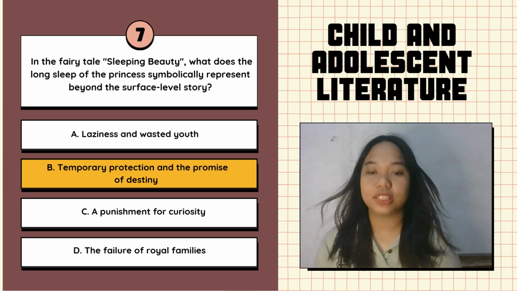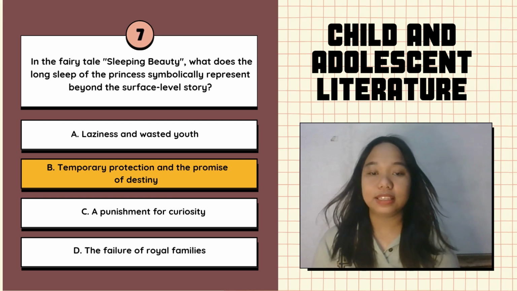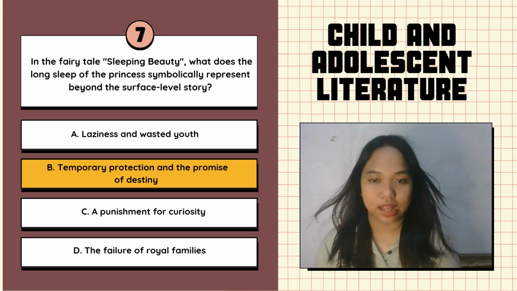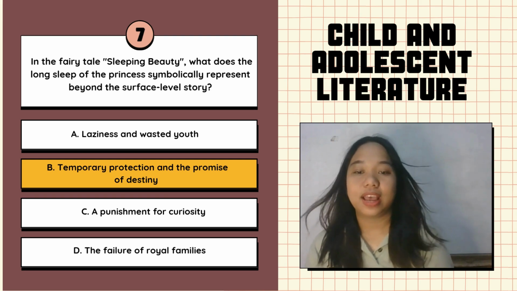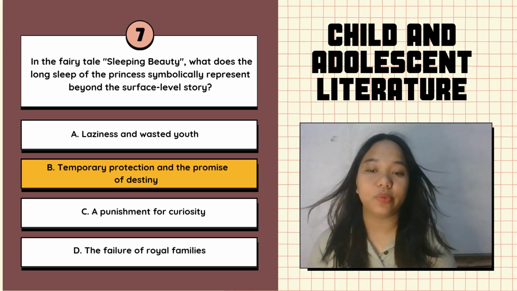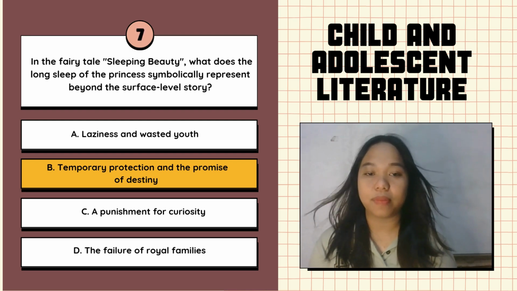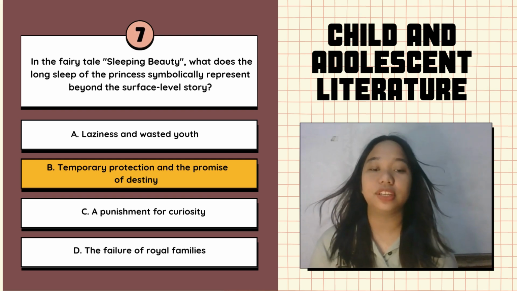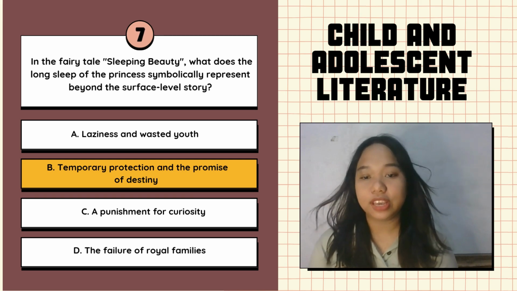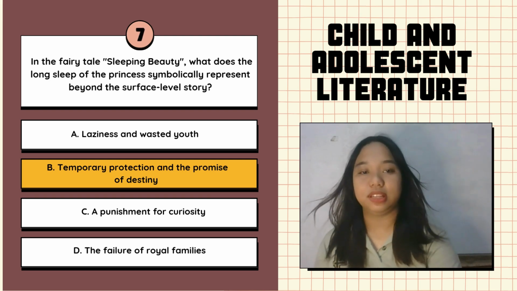Okay, so the choices. Letter A, it is not laziness because the sleep was involuntary and magical. So letter A is incorrect. And letter C, it is also incorrect because curiosity only plays a role in the spinning wheel. The sleep itself is a result of the curse. And letter D, it is also incorrect because royal failure is not the primary theme in this tale.